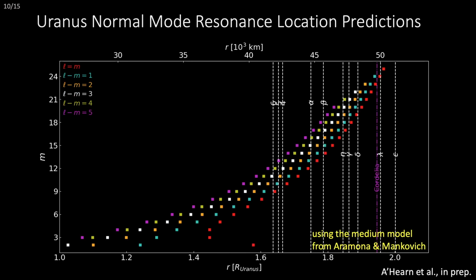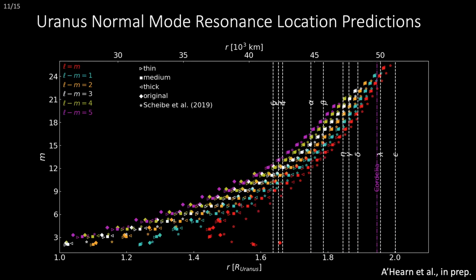Here are the predictions from one of our models, specifically the medium model from Ramona and Mankiewicz. The smaller M modes may fall entirely inside the rings, which could be why we haven't conclusively detected any of them with Voyager data. But several modes of oscillation order M between 9 and 14 may fall among the inner rings. If we run our other Uranus models, we get a variety of similar predictions. This gives us confidence to look among the inner rings and hope to find signatures of normal mode oscillations with M between, say, 7 and 14.